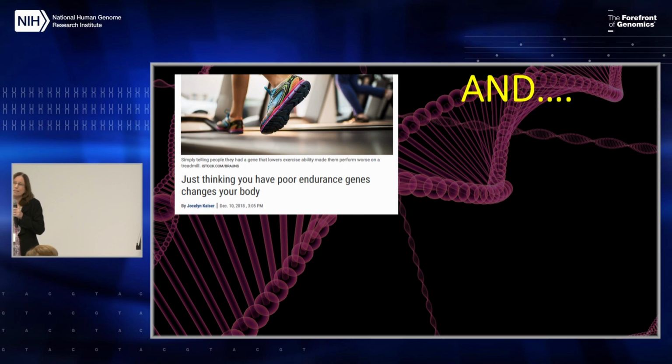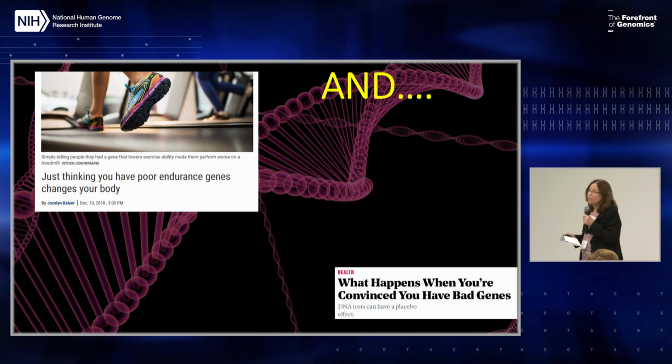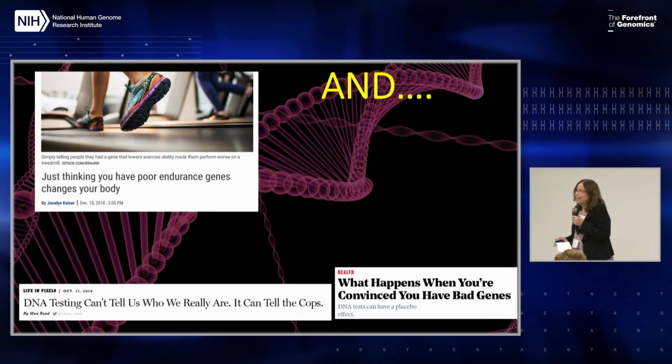So, is there a placebo effect? If you get a genetic test done and it comes back that you have a poor endurance gene, do you do worse on a treadmill? They actually tested that, and you do. So it has this placebo effect and changes behaviors and may not change it in the way that you think it will. It may change it negatively. And if you get bad news, and you're convinced you have a bad gene, it can really affect you socially. And so we need to keep that in mind.